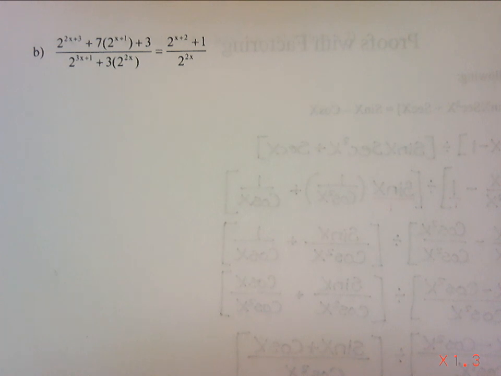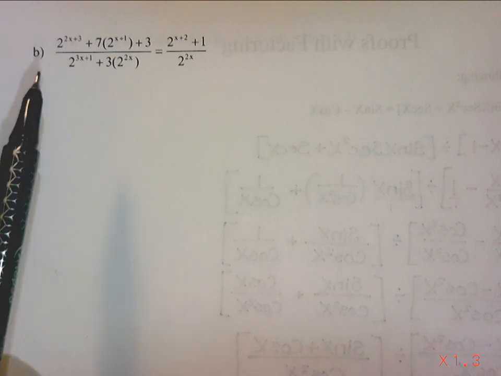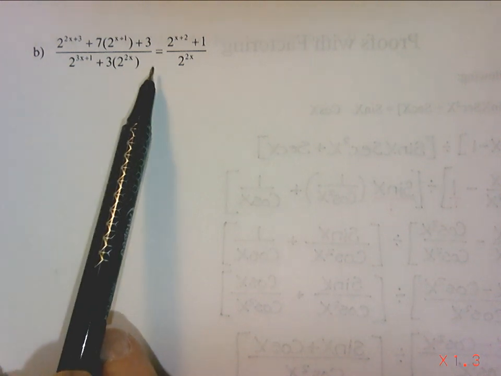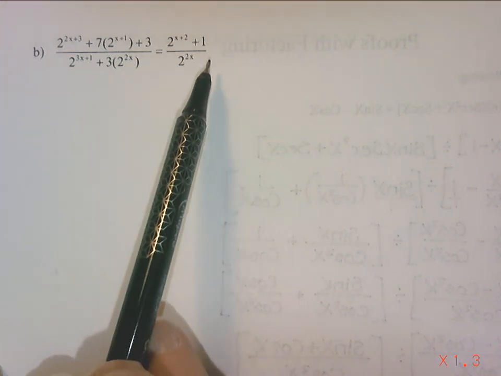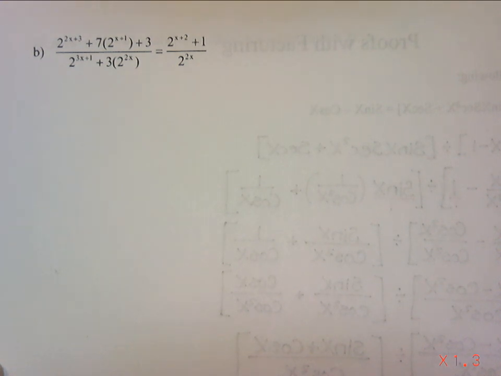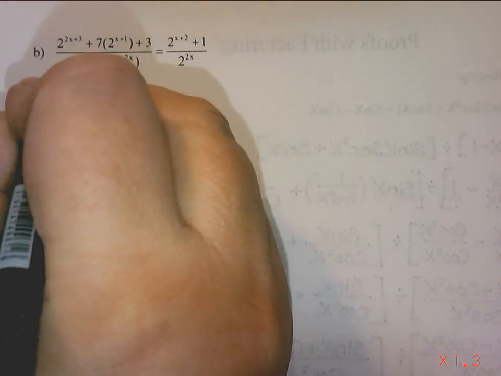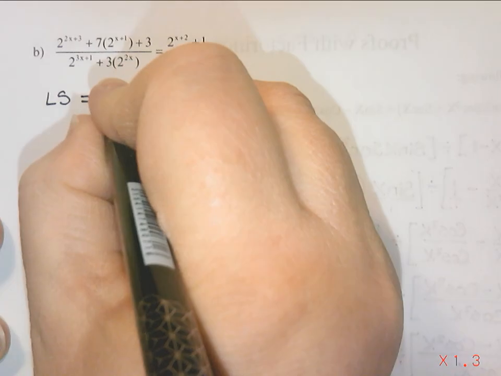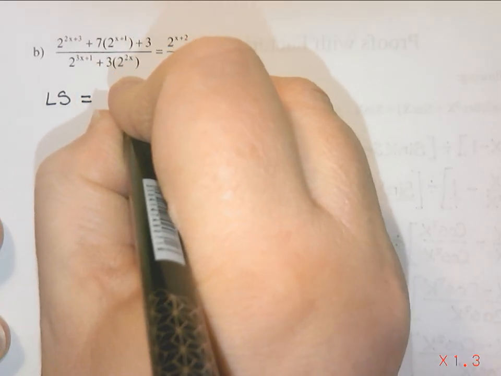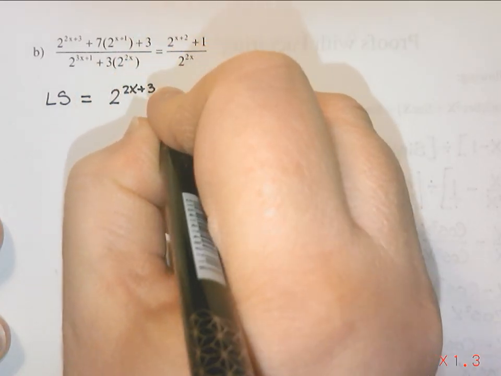But in taking a look at this expression, if I want to try to pick a side to start my proof, I think the more complicated looking side is the left side. So I'm probably going to start on the left. If you wanted to start on the right, you could do that, but I'm going to start on the left side. So I'm going to begin by just writing left side equals, and then I am going to copy down everything that's on the left side.